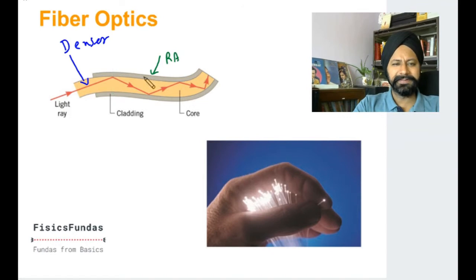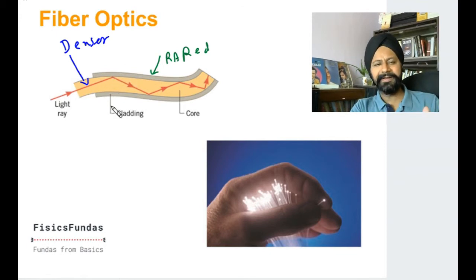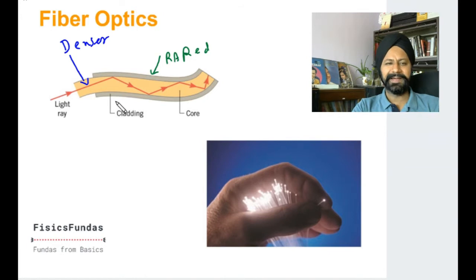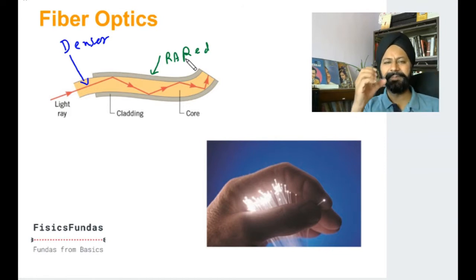So light enters the fiber optics here. Let me erase all this. Oh, this is rarer. I'll leave it here. So light enters here, it's trying to go from denser to rarer, it hits more than critical angle, and the light reflects back. And then it reflects back, it reflects back. And this is how fiber optics works. Because we have to make it thin, we make a big bunch of these thin ones.